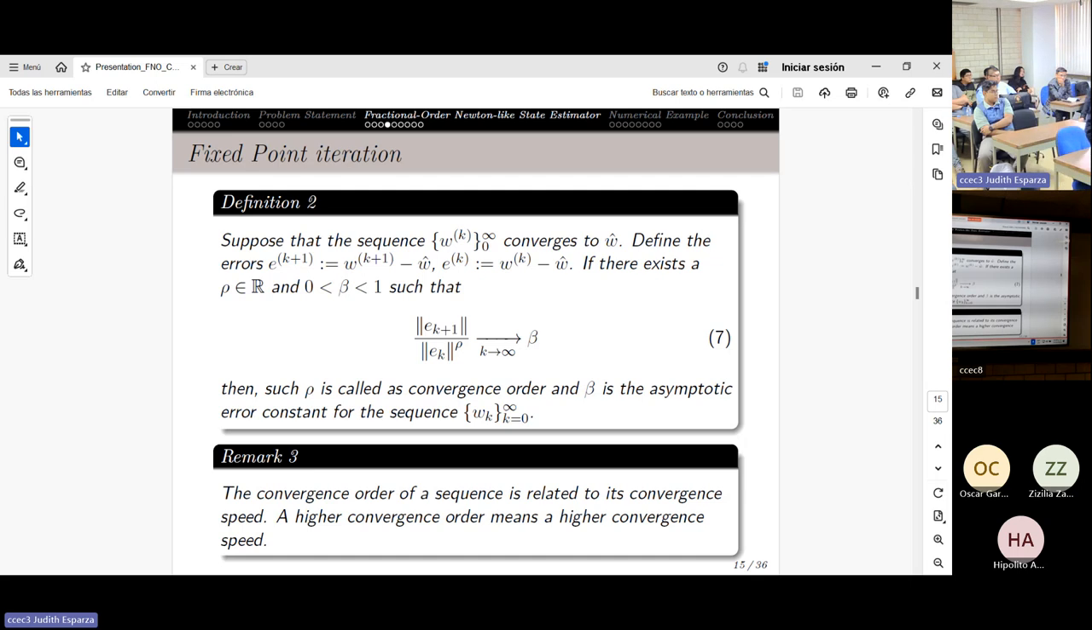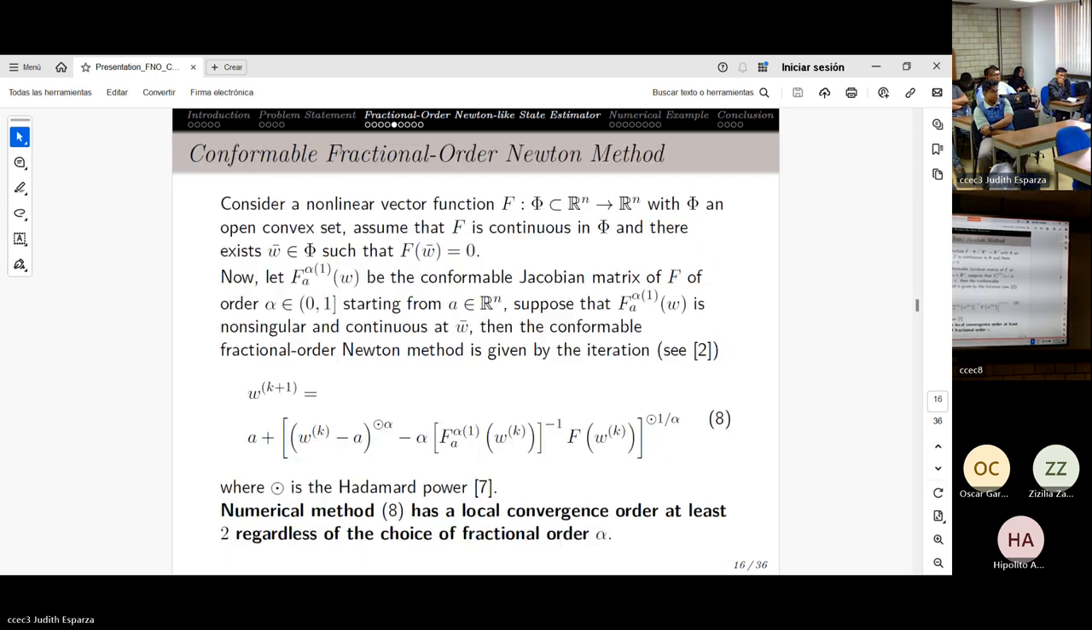A higher convergence order implies a higher convergence speed. So, the conformable fractional order Newton method. Newton method, not the estimator. Is it a Newton method only? All the details of this estimator we can see in the paper. It's really interesting how to present this method.